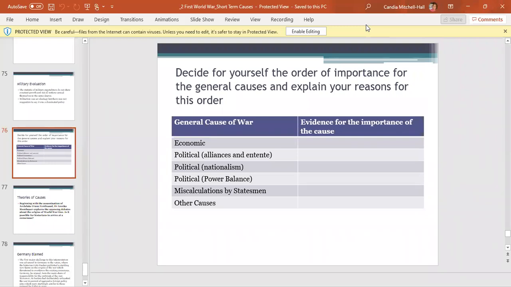Thirdly, we have closed alliances and entanglements, I think, because this was really important in the World War. When Russia entered the war against Austria-Hungary and Germany, because of the alliances that Russia had with France and Britain, they had to get involved in the war.